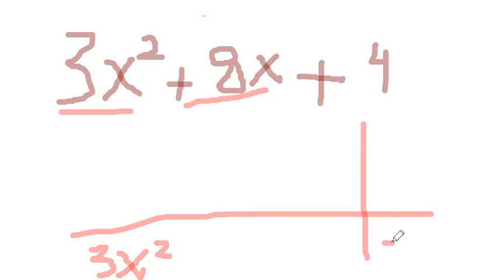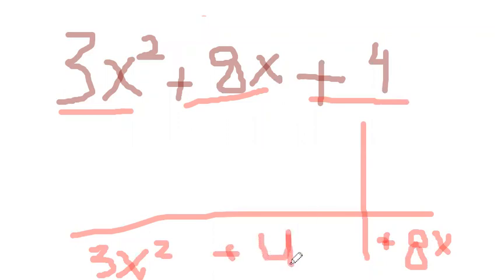Middle term at last, plus 8x. The last term at the center. Okay. Again, here and here two numbers will be placed, the product of which will give us 3x squared. So we can have 3x times x. And here we have plus, so plus times plus is plus. Here we have 4.